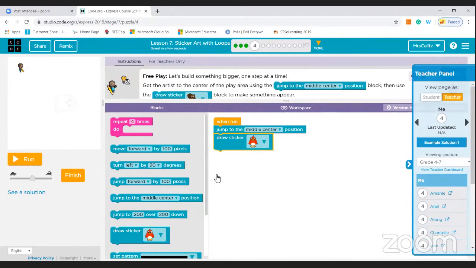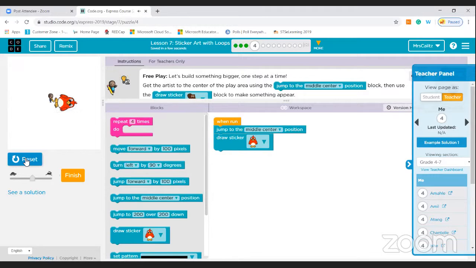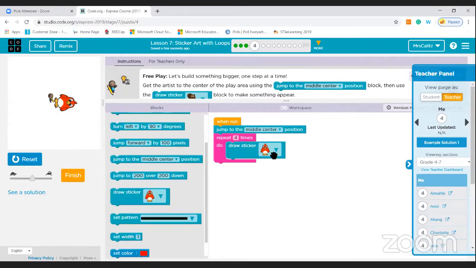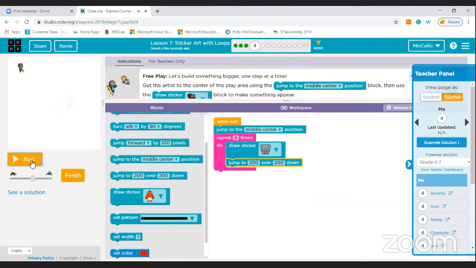Okay, I'm going to run it quickly. Okay, but now I want to see if it can draw stickers all around. So I'm going to make it repeat 4 times. Oh, what am I doing wrong, guys? Let me do it this way. Let me choose an elephant, and then I'm going to jump, and then I'm going to draw another elephant. Let me do it this way.